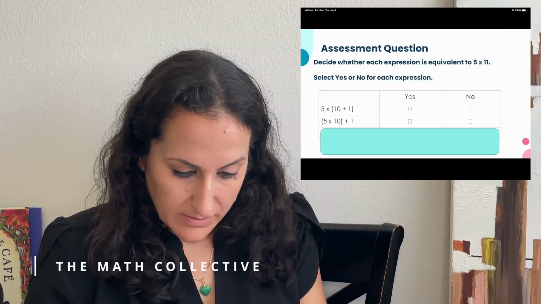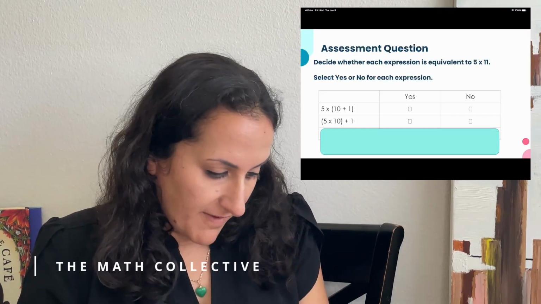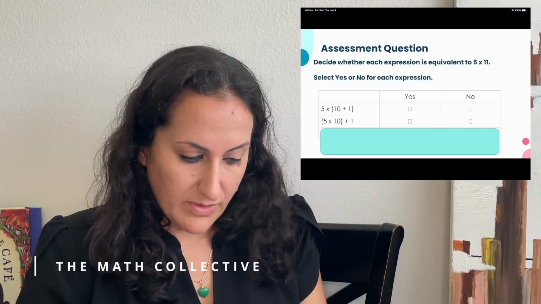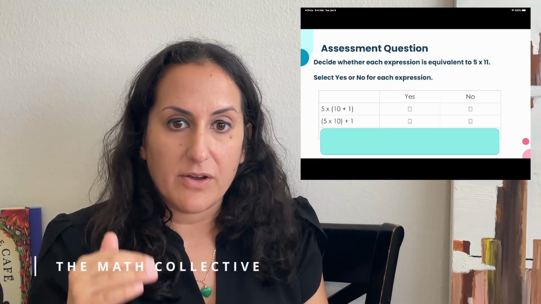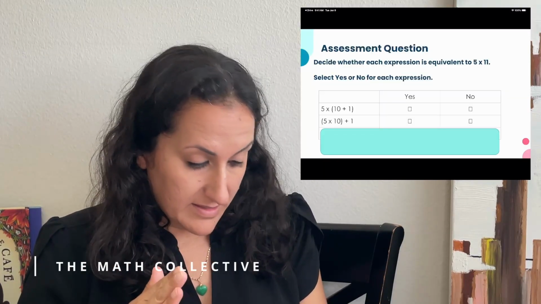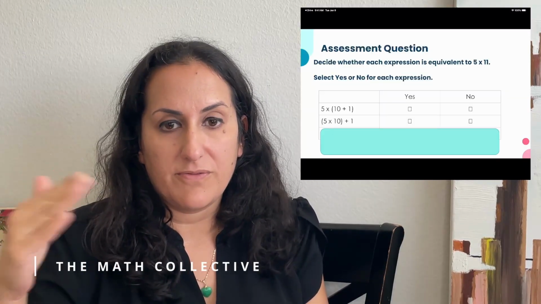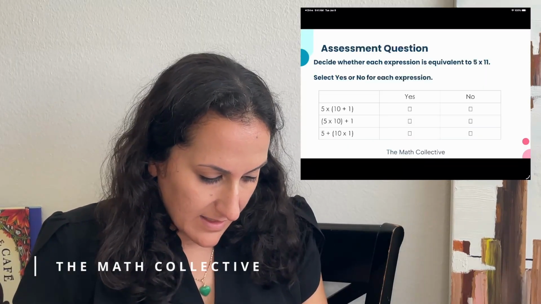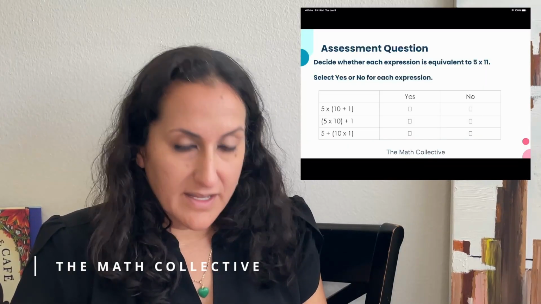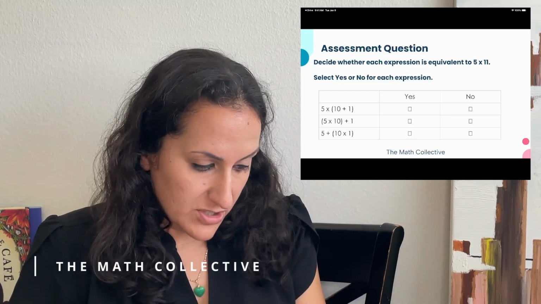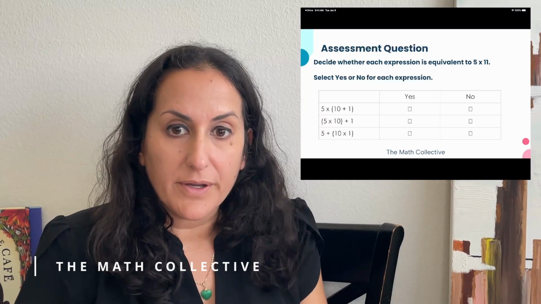problems accurately. Then we have 5 times 10 plus 1, which is 51. So having them each time they're going down to the next row to solve the expression, and then to see does that equal the 55 and using that as your benchmark. And then lastly, 5 plus the product of 10 and 1. So that one is also not equivalent. So the first one is the yes and the next 2 are no.